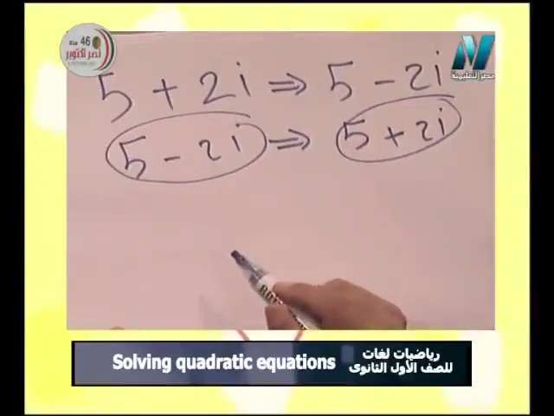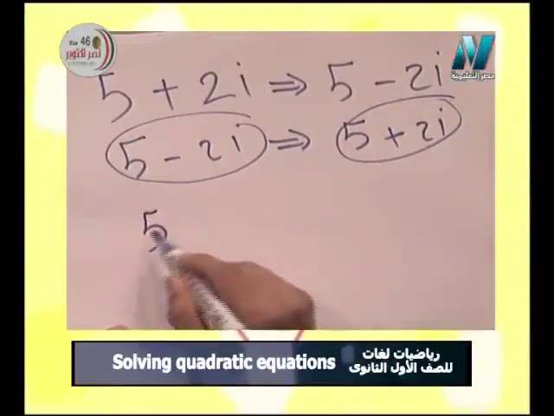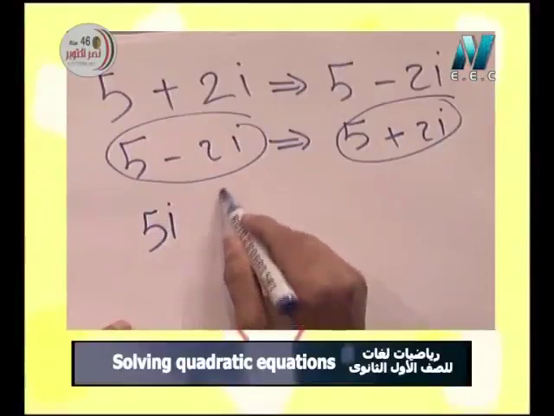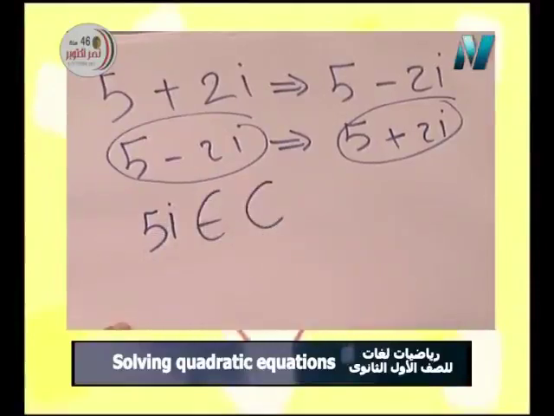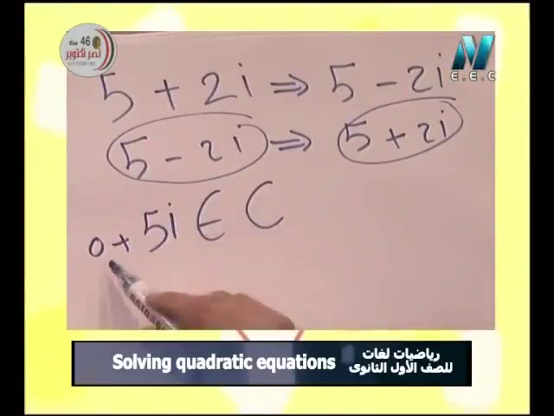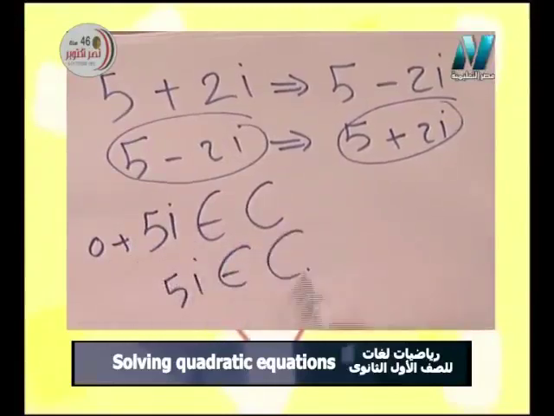Someone asked me, is 5i a complex number? Yes, 5i belongs to C. In this case, the first real number will be 0. 0 plus 5i. It's possible. So 0 plus 5i, or 5i, belongs to C.